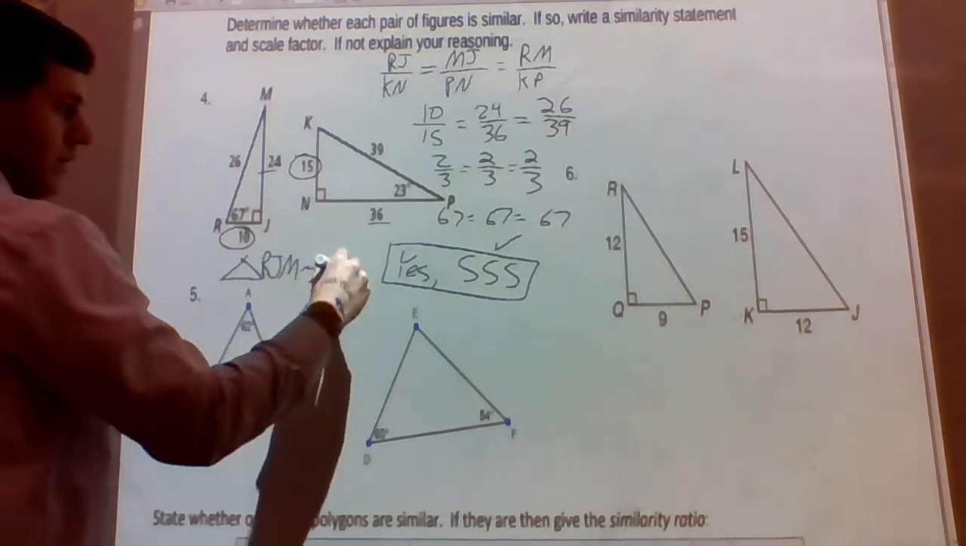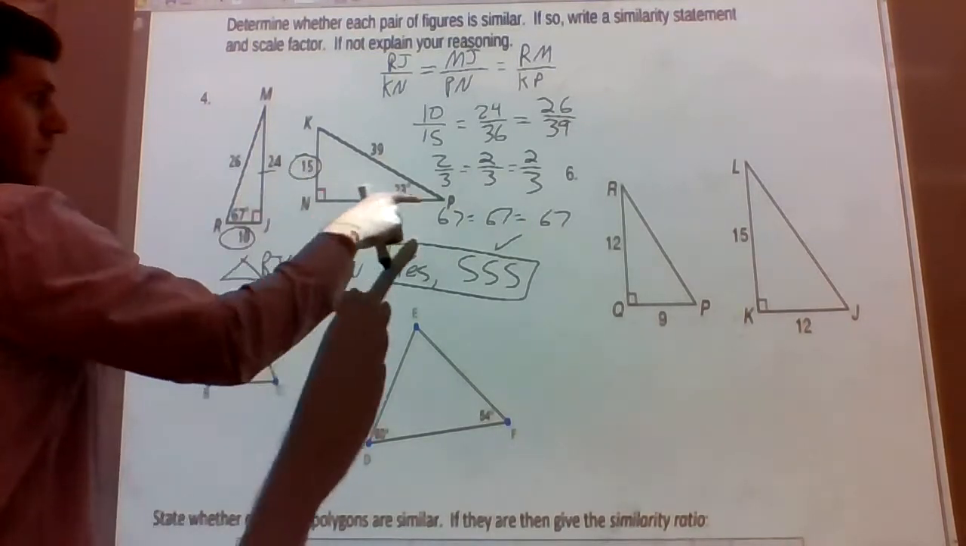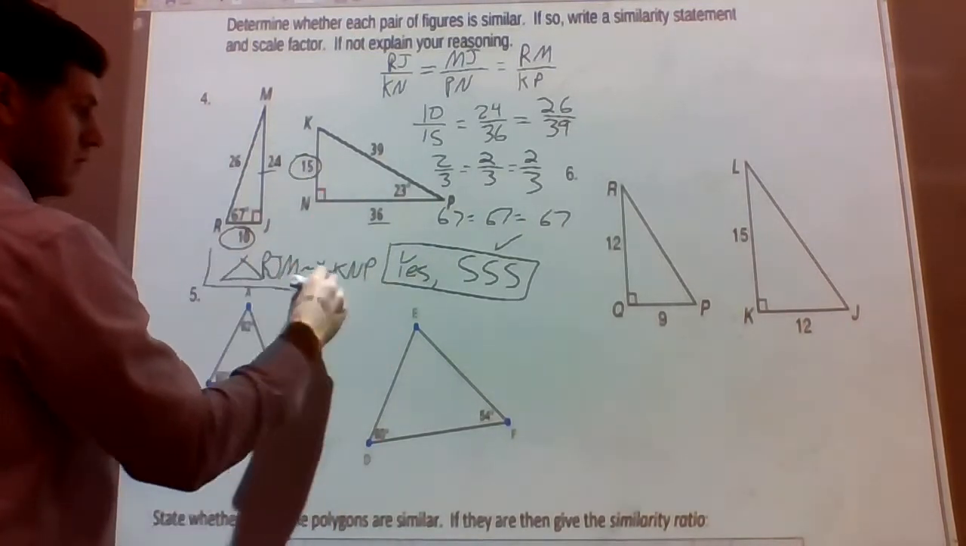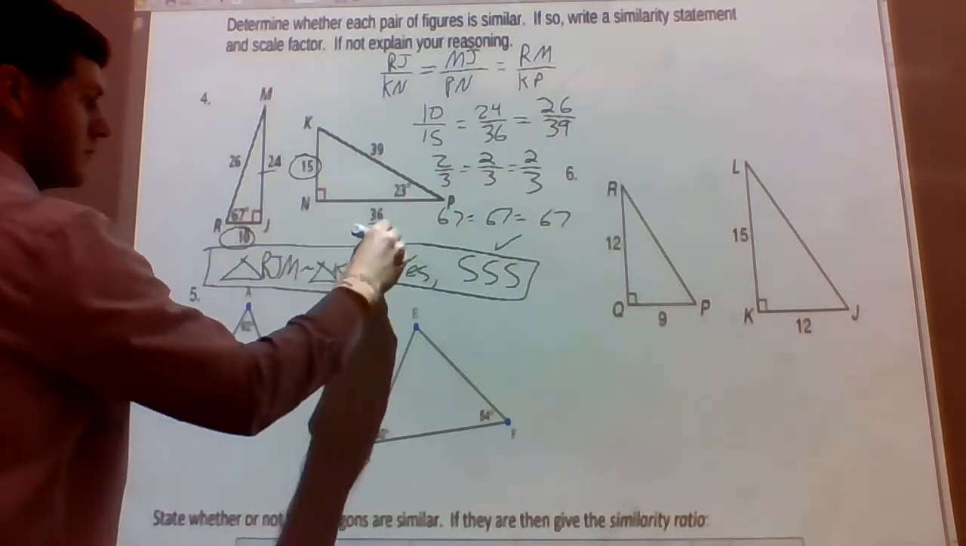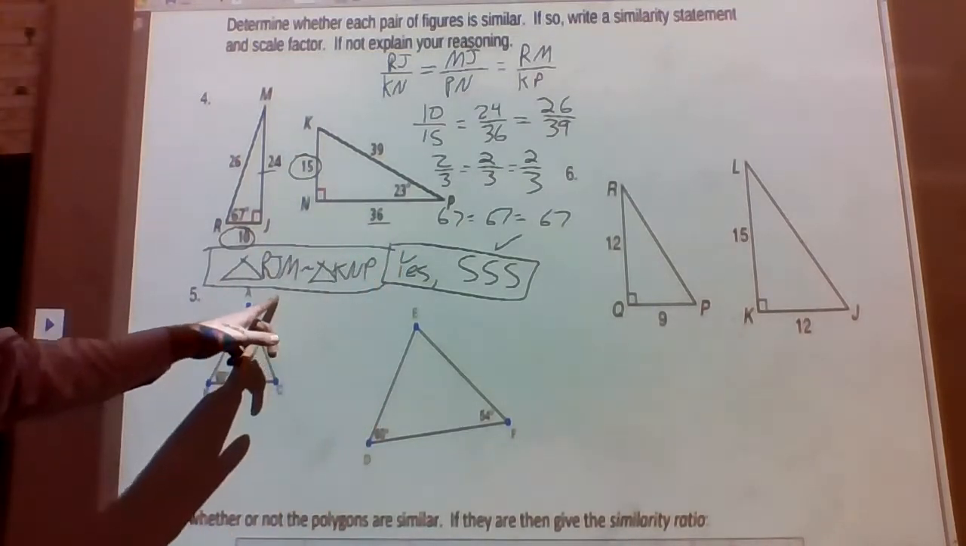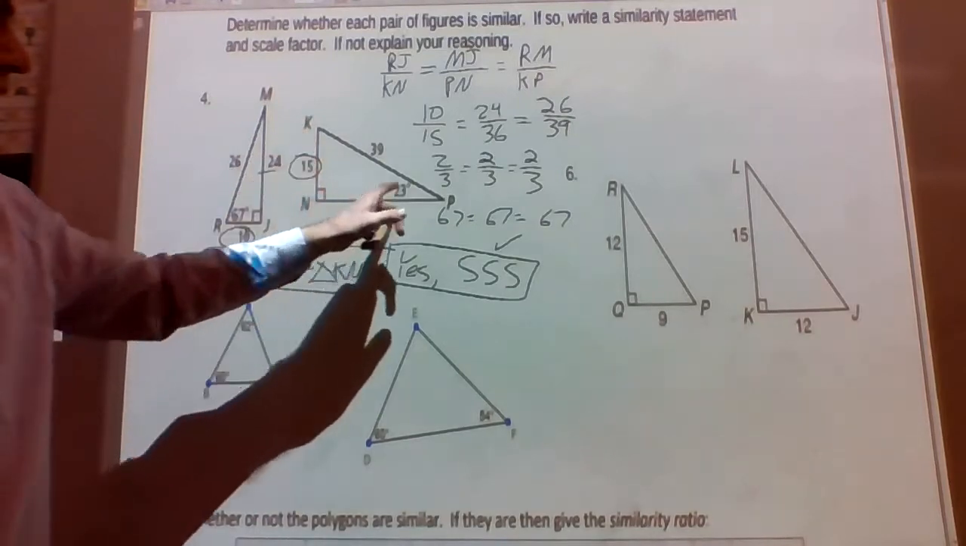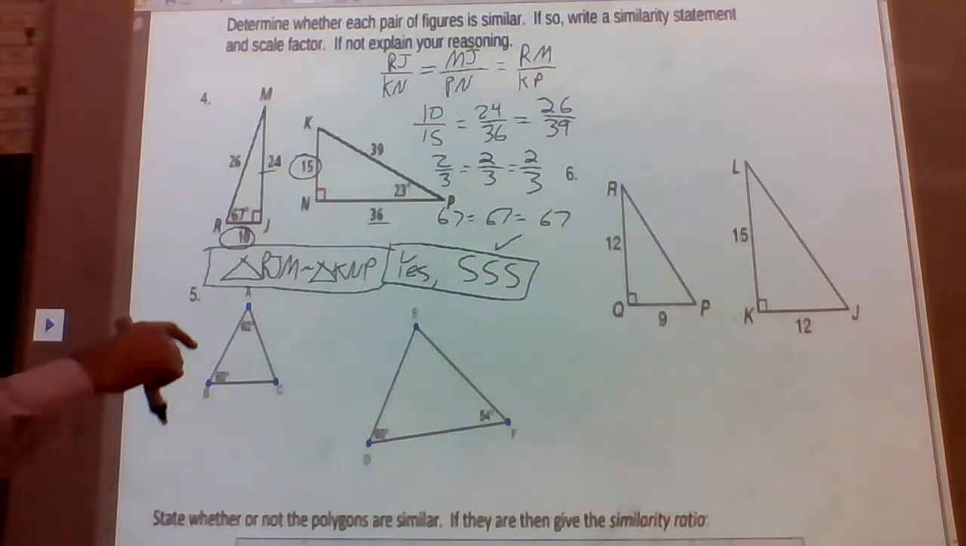J is going to correspond with N. And M is going to correspond with P. So this is our similarity statement. Our triangle RJM is similar to triangle KNP. The last piece we want is the scale factor.